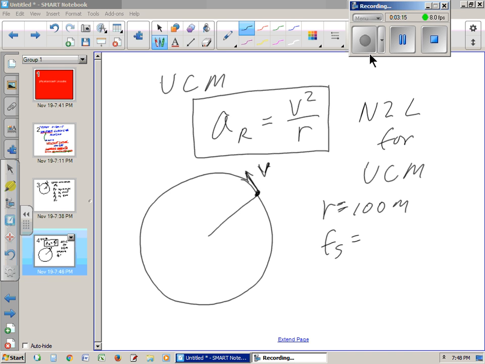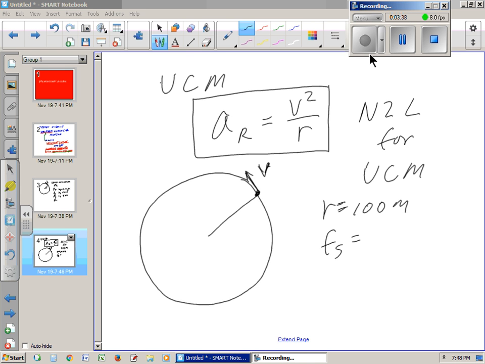Remember, it's not kinetic friction. Even though the car is moving, the interface between the tire and the road is not a sliding situation. The tire is rolling, it's not sliding. If it were sliding, it would be kinetic friction. And also, if it were sliding, the car probably would not be able to go in a circle.